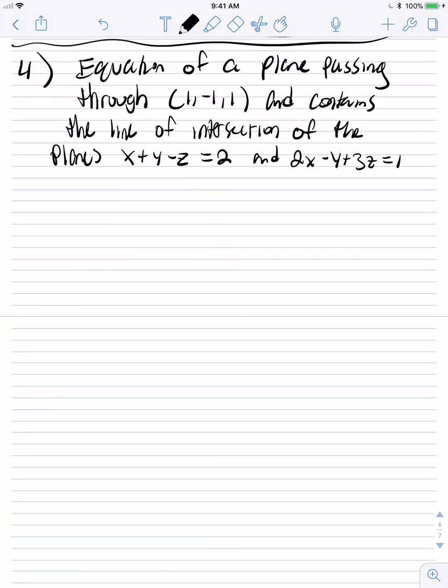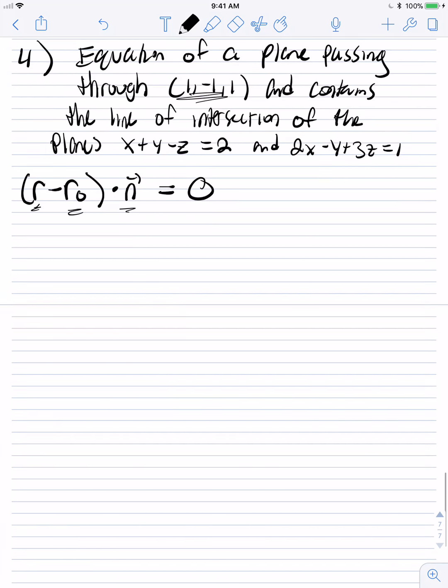First, we need to know the equation of a plane in its generic formula, which is (r - r naught) dotted with the normal vector, all equal to 0. So n is our normal vector of the plane that we're trying to find. Our r naught is a point that it passes through, which we're given here. And our r is just a generic vector (x, y, z). So the only thing we don't know is our normal vector.